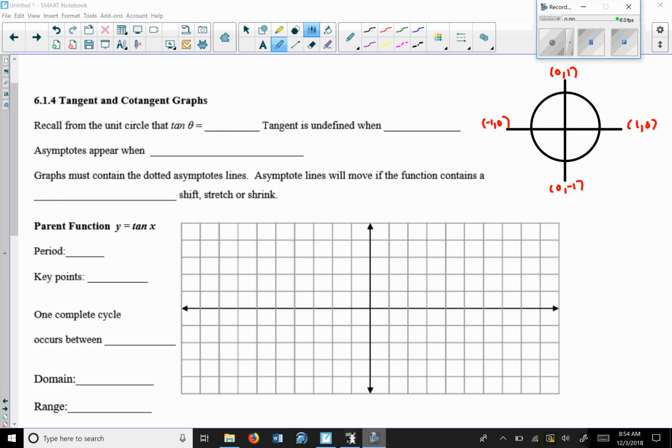6.1.4 tangent and cotangent graphs. So recall from our unit circle that we know the tangent of theta is equal to the sine of theta divided by the cosine of theta.